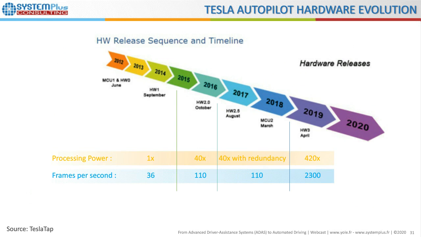Here, we can see the evolution of the hardware versions from the first version in 2012 to the actual version, which is the 3.0 version. Thanks to the improvement of the hardware and software inside the Autopilot ECU, the processing power is now multiplied by 420, and the number of frames that can be computed per second is now 2,300 compared to the figures of the first version. We can also see the differences between the two last versions, the 2.5 and the 3.0. Redundancy functions are added in the 2.5 version, and in the 3.0 version the processing power is multiplied by 10 and the number of frames per second is multiplied by 20.